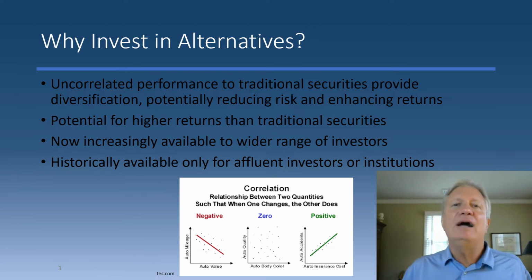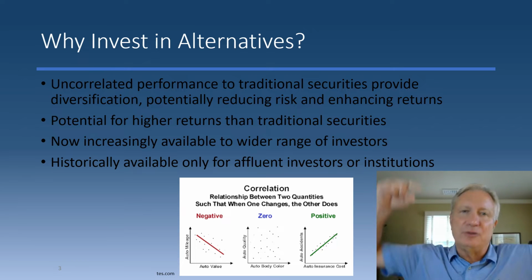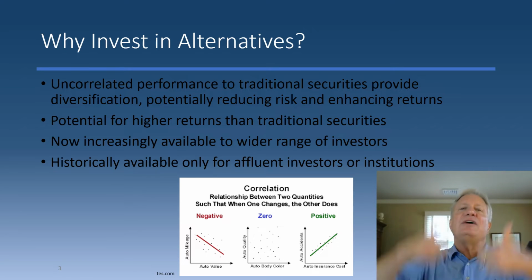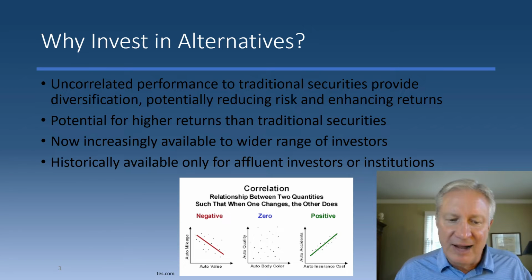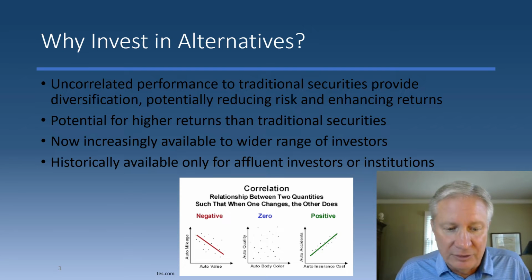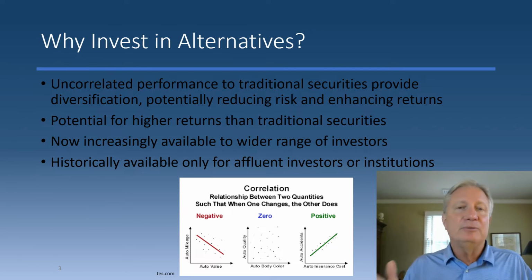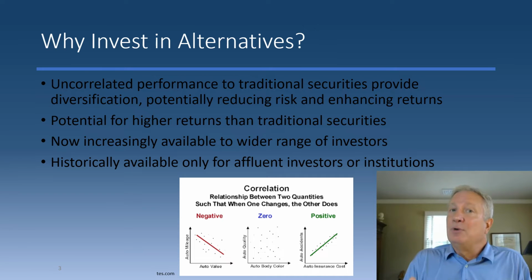Alternatives give you uncorrelated returns to stocks and bonds. When the economy is bad and stocks are going down, alternative investments may go up in value. So they provide an important diversifying influence, potentially reducing risk and enhancing returns. There's a potential higher return too over traditional securities. Now, there may be more risk.